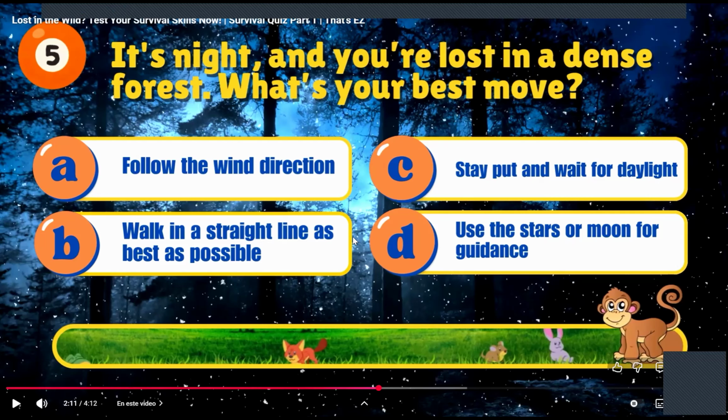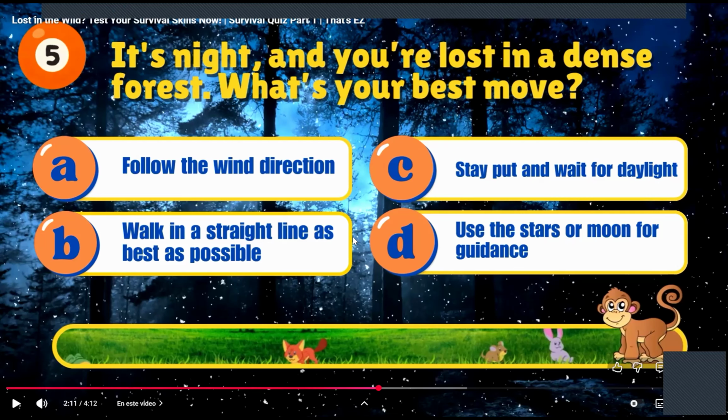Stay put for sure, because if you navigate and wait for daylight, what is it? It's not a good idea for sure to follow direction. Of course, the best idea is to stay put, stay in the place, and wait for daylight, okay? Of course, in this case, it's not a good idea to walk at night because, you know, it's more dangerous. So for sure, stay put and wait for daylight.